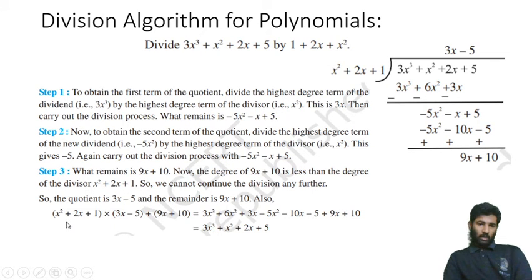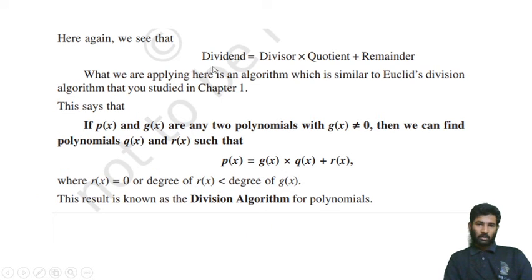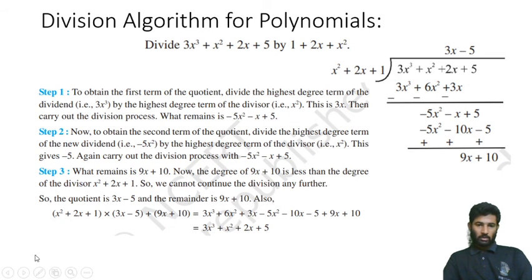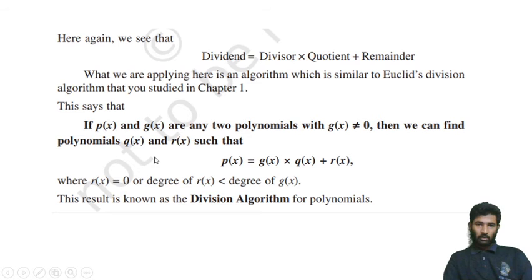Also x square plus 2x plus 1 into 3x minus 5 plus 9x plus 10 is equal to 3x cube plus 6x square plus 3x minus 5x square minus 10x minus 5 plus 9x plus 10. So simply what is given here is this format: dividend is equal to divisor into quotient plus remainder. This is exactly what was given in the previous slide. So this whole thing is simply in this line.